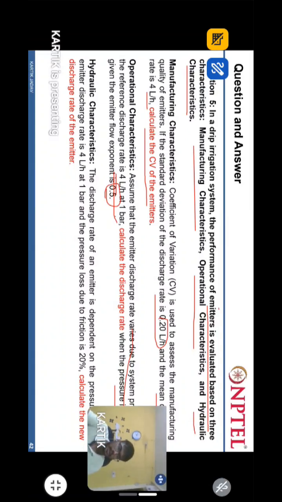And the third quantity, hydraulic characteristics. We know that the discharge rate of the emitter is dependent on the pressure. If the emitter discharge rate is again 4 liter per hour at 1 bar, and the pressure loss due to friction is given as 20%, in that case also we need to calculate the new discharge rate for the emitter. So let's try to solve this question.